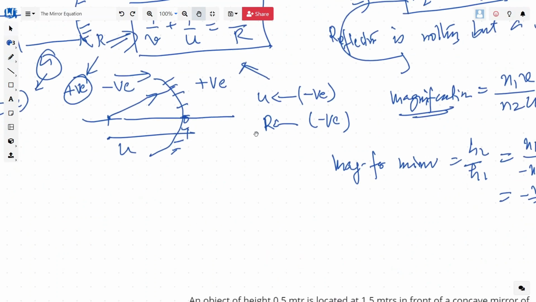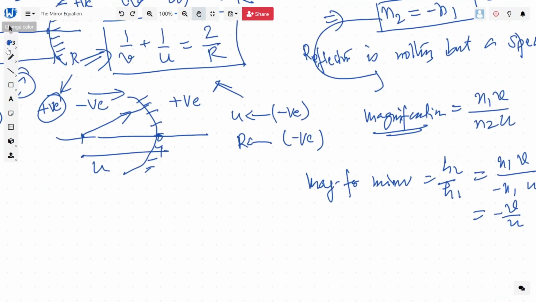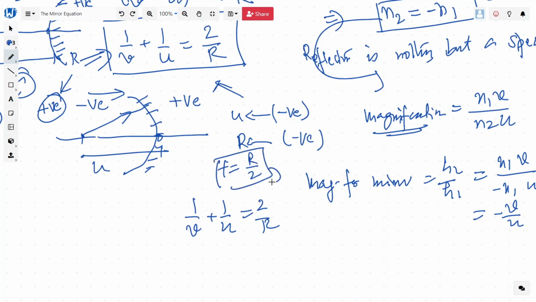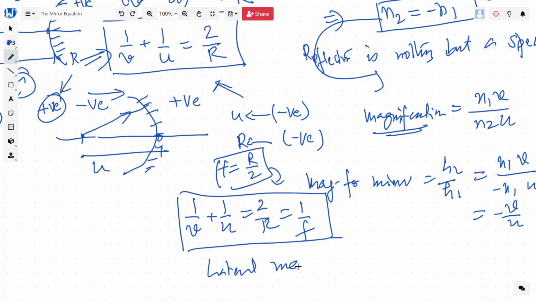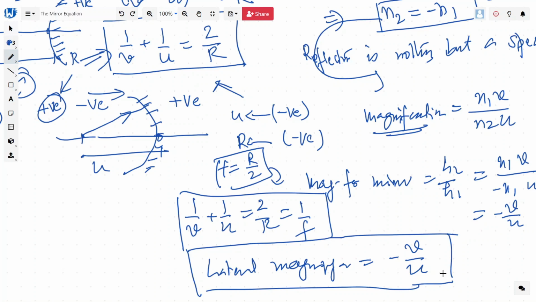Okay, so again recapping very quickly, and when we do examples it will become much clearer. So basically you have this 1 by v plus 1 by u is equal to 2 by r, and we also know that the focal length of a mirror is r by 2, right? We derived that earlier, which means that it is also going to be equal to 1 by f. Okay, and the magnification or lateral magnification will be given by minus v by u, and we already know the sign conventions. So let's practice and let me show you how it works with one example here, and that will become much clearer.